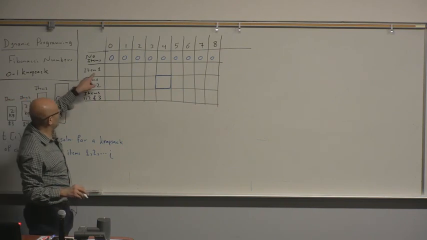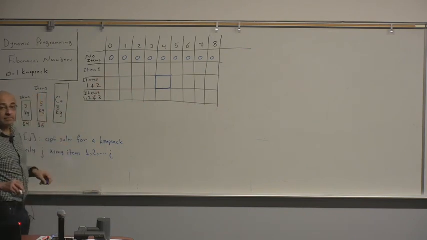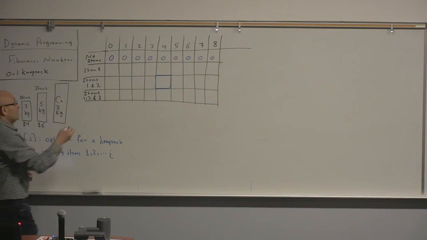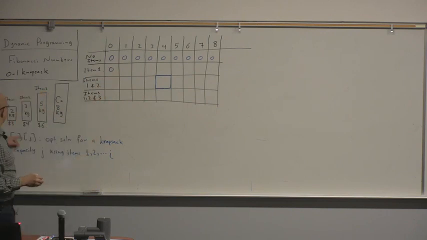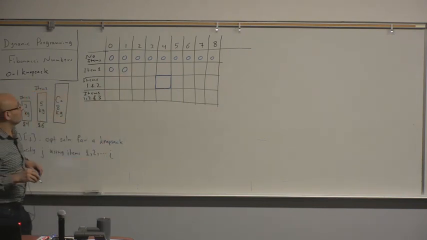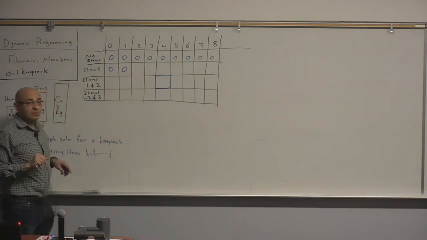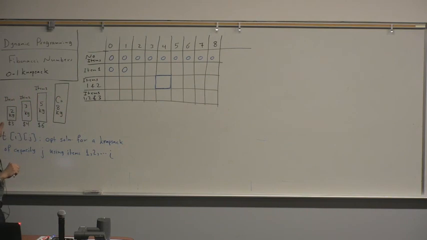Now, when we have item 1 considered, with 0 capacity, what will the solution be? 0, because we will not be able to fit it. Item 1 has a weight of 2, right? Yes, it has a weight of 2. And of course, with 1, the value is 0 because we won't be able to fit it. When the capacity is 2, we will be able to fit item 1, and the value of our solution will be 3, which is the value of item 1.